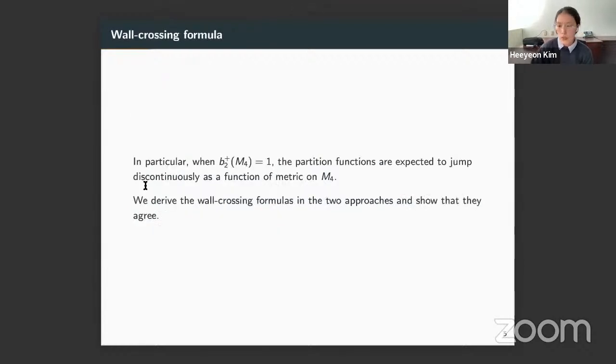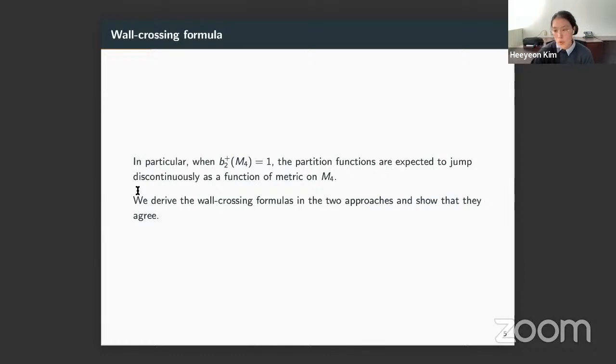And in particular, I'm going to focus on the case where b2 plus is equal to one today. In this case, you can argue that the partition function is not really a topological invariant, but it depends on a metric, so that the partition function is expected to jump as you cross those walls in the space of metrics on M4.